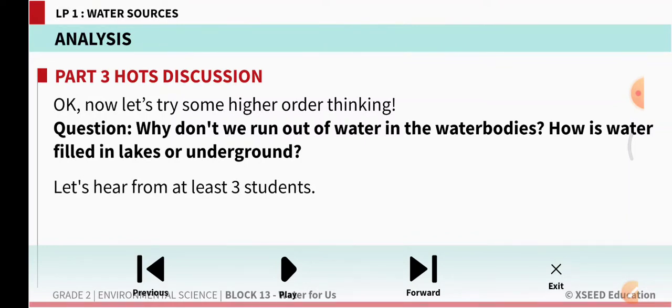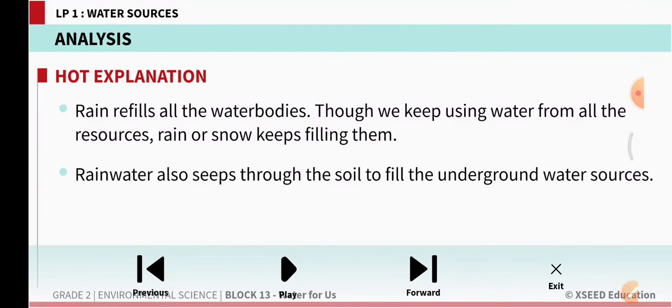Why don't we run out of water in water bodies like rivers? Why don't they dry up? Rain refills all the water bodies. Okay, rain fills all the water bodies. Though we keep using water from all the resources, rain or snow keeps filling them.